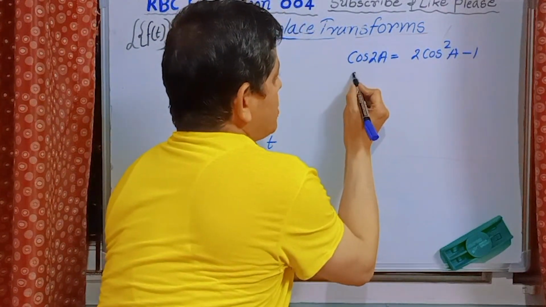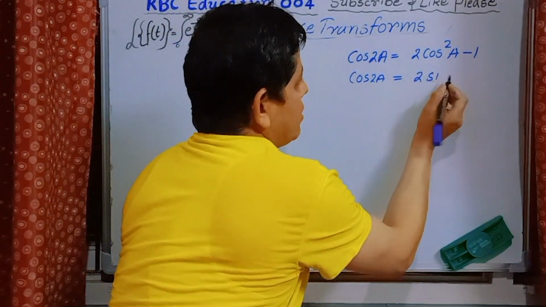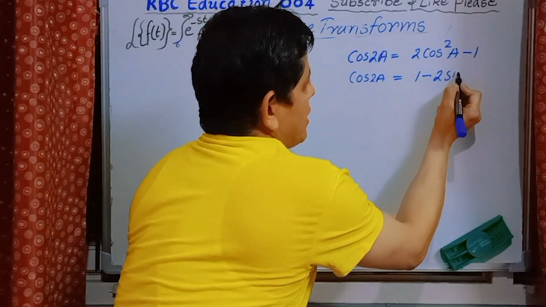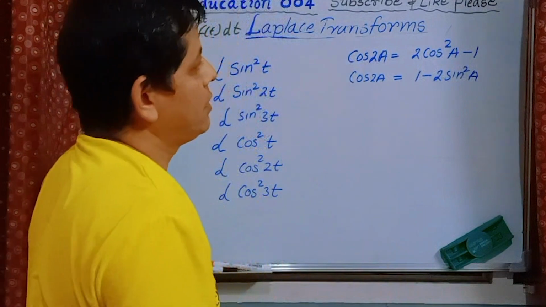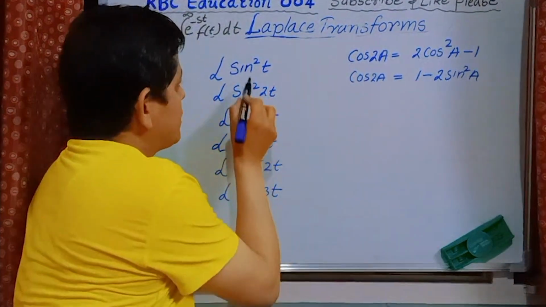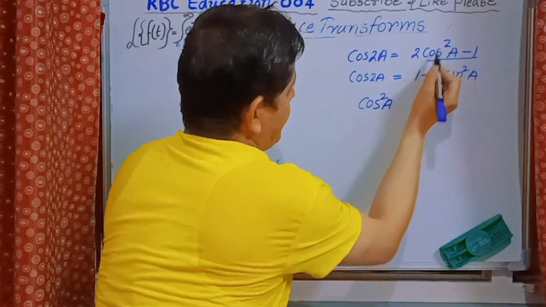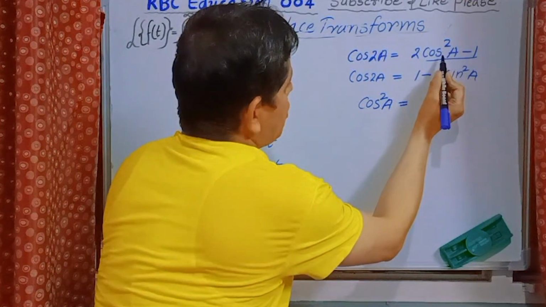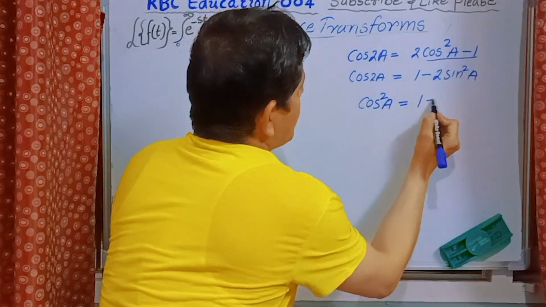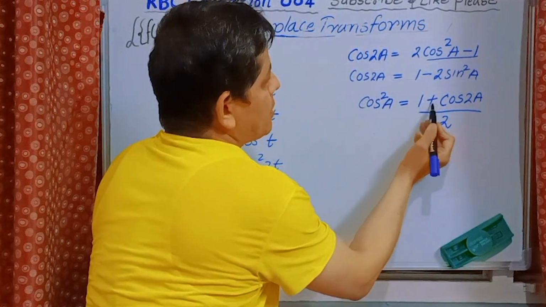And if you talk about the same thing, cos 2a is equal to 1 minus 2 sine square a. So with this we can get the formula of cos square as well as sine square. So cos square a is equal to, if you bring this side, it becomes positive, right? Minus becomes positive, so it becomes 1 plus cos 2a by 2. So cos square a is 1 plus cos 2a by 2.